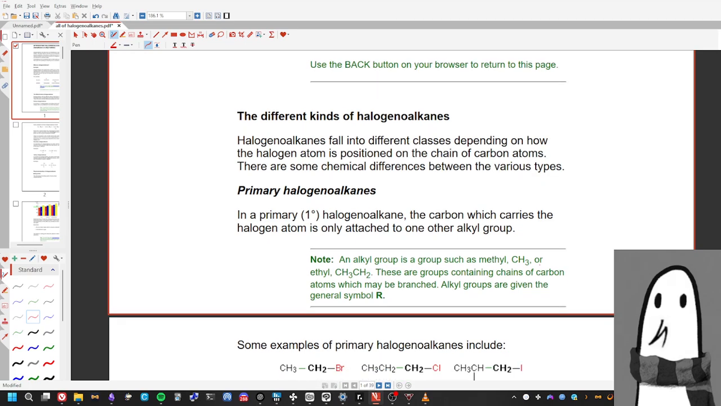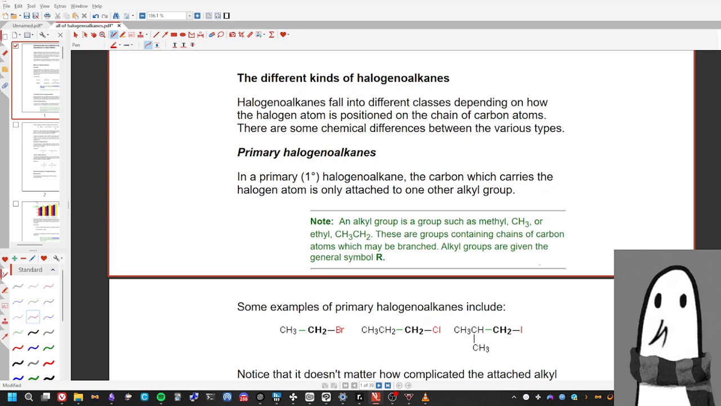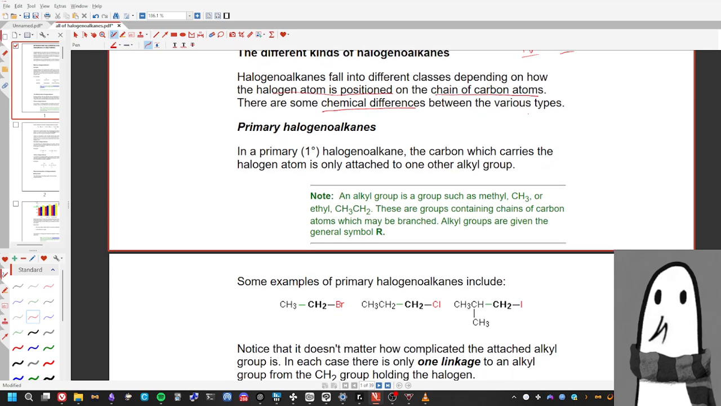Starting off with different types of halogens, we're going to have 3 different classes, and these are going to depend on your independent variable and your dependent variable. I'm going to be explaining things like this often. So over here, what are we changing and what is going to get changed? In this area, we're going to be changing where the halogen atom is positioned on the chain of carbon atoms. That's what we're changing. What's going to be changed is the chemical differences or chemical properties of these types.